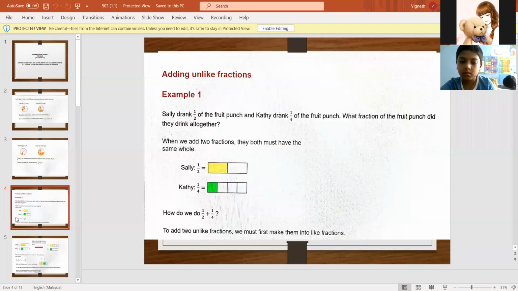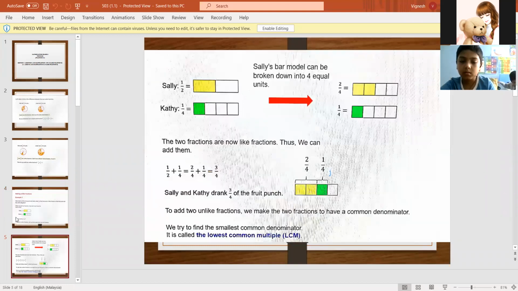Okay, so the second slide is the same, but I make the two denominators equal. How? Okay, Sally drank 1 over 2. The part is here, correct or not? Because from the question, she drank 1 over 2. Kathy drank 1 over 4. This is the bar model that we already created earlier, correct or not?